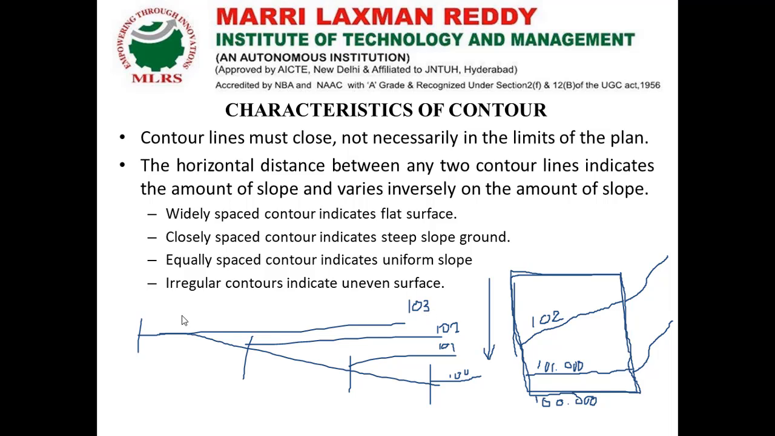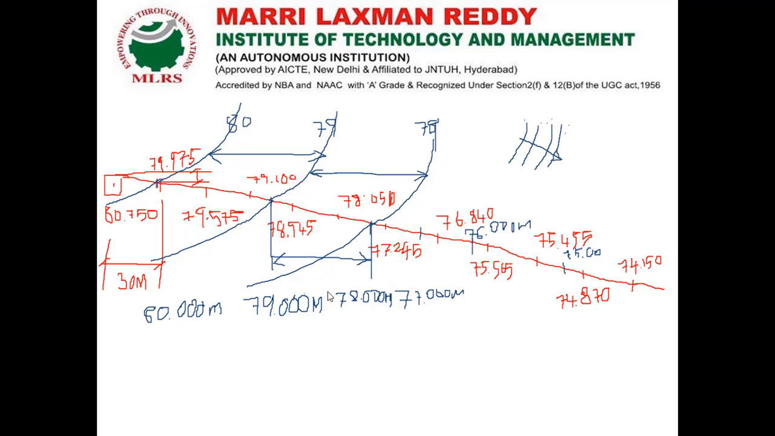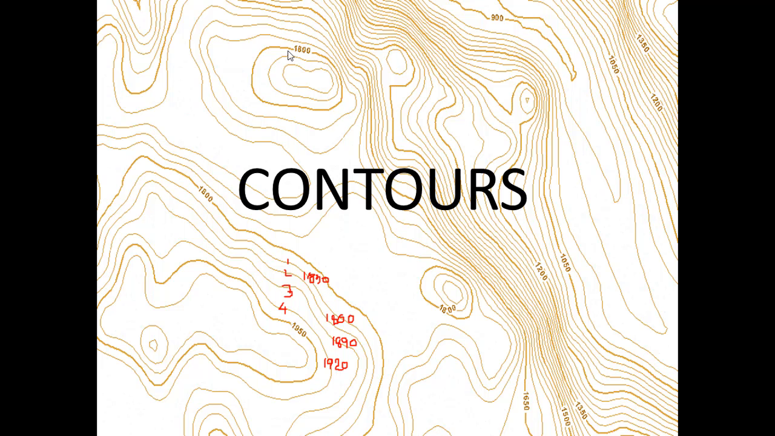Then irregular contours indicate an uneven surface. In this contour diagram, this is the irregular shape of our contour. Here they are somewhat closely spaced, and after that it is enlarging. So these things indicate that our ground has an uneven surface.